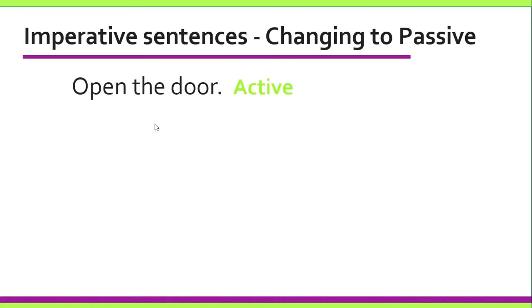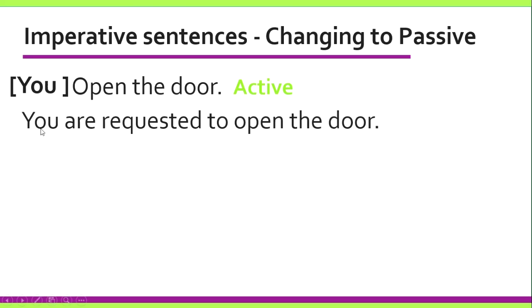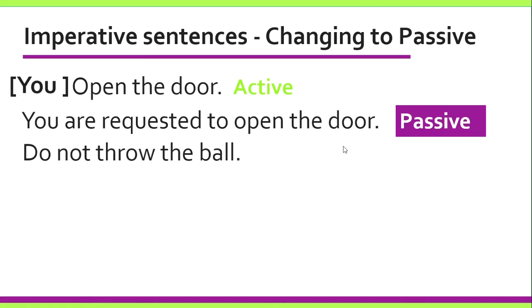Open the door. This is an active voice. And if you see, the implied subject here is you. You open the door. So this active voice can be changed to passive in this way also. You are requested to open the door. And this becomes passive voice.